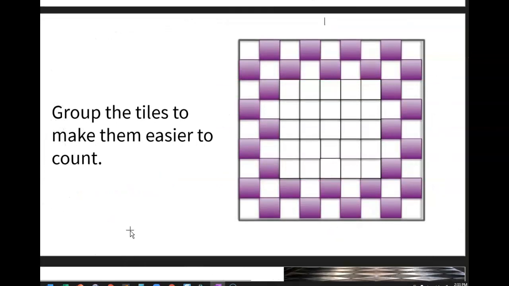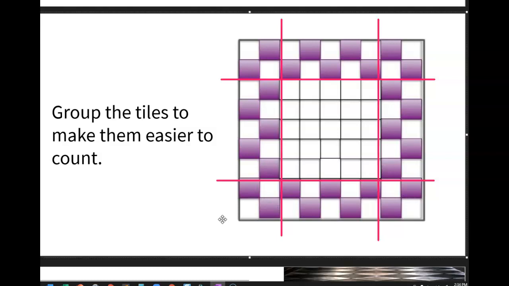So let's try another grouping method. Okay, so we've got 4 lines on here now, and it looks like we have some symmetry. We've got corners. Let's see, corner, corner, corner, corner. And each of them has 2 tiles. 2 up here, 2 over here, and 2 down here. So 4 corners times 2 tiles each. And then on the sides, we have 1, 2, 3, 4, 5. And all of those are symmetrical.